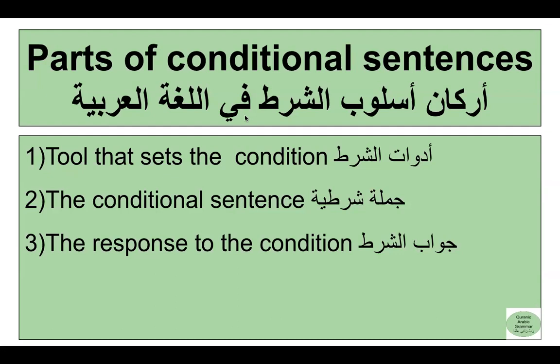So there are 3 parts of these sentences. Number 1 is a tool that sets the condition, and you will see this tool and immediately start finding the rest of the details. This tool that sets the condition is called adwatu shart. What is the name for the tool that sets the condition? Adwatu shart. Make sense or no? Adwat means tools and shart means condition. Tools that set the condition. Number 2 is the conditional sentence itself that follows the tool that sets the condition. And number 3 is the response to the condition.